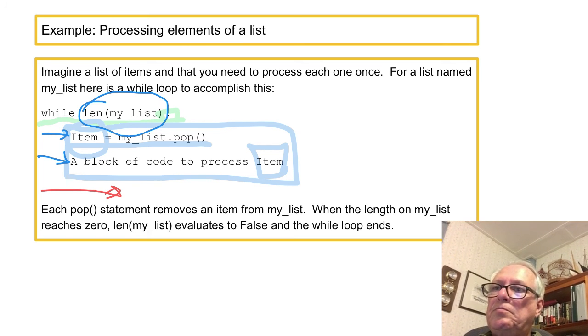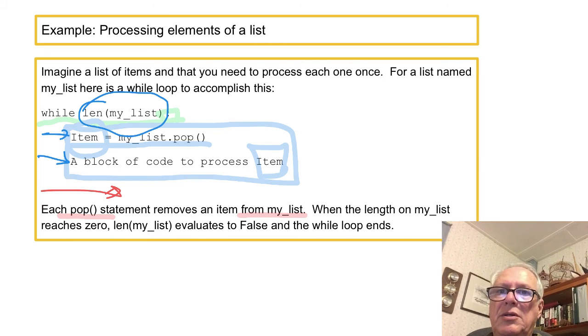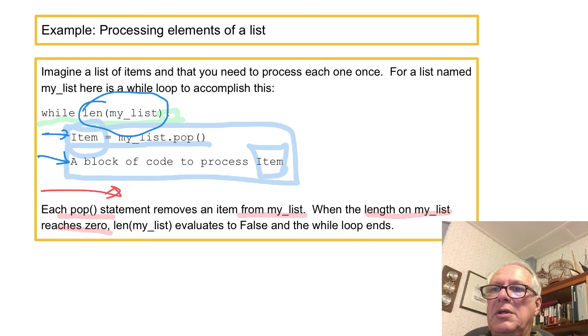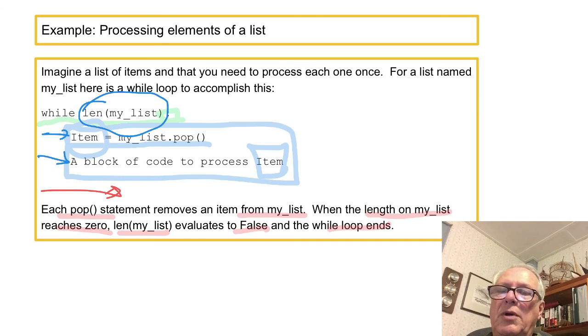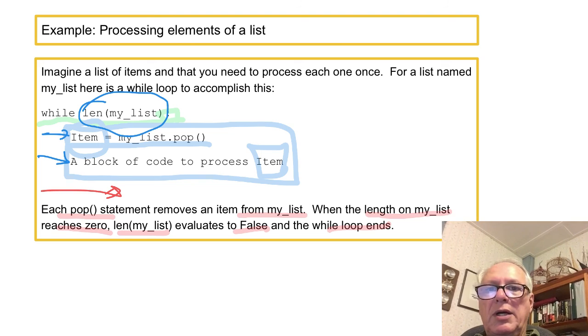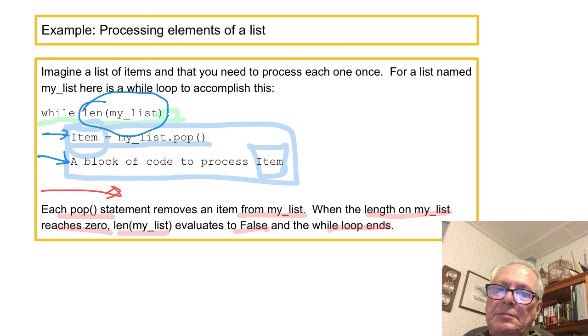So just to review, in this example I've used the pop statement to remove an item from my list, and when the length of my list reaches 0, len mylist evaluates as false and the while loop ends. So that's basically what's involved in a while loop. And that's all.